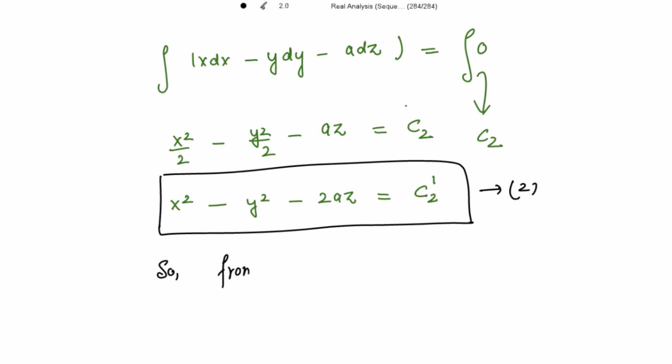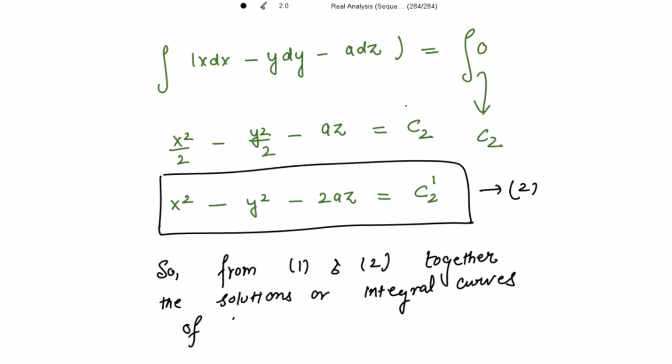So from 1 and 2 we get together the solutions or the integral curves of the given equation.